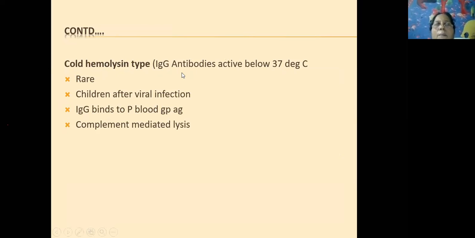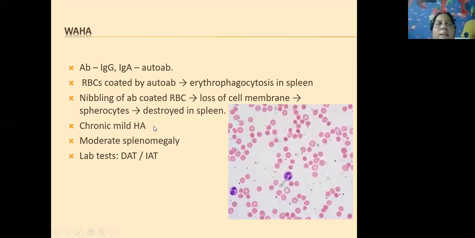Okay. Warm is IgG, but active up at 37. Cold agglutinin is IgM, which is active below 37. This takes two of that. So it's rare and it occurs in children after viral infection. Usually it binds to the P blood group antigen and it causes complement mediated lysis.